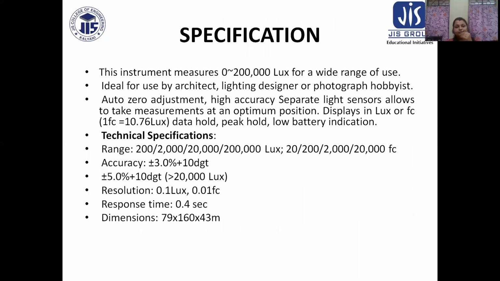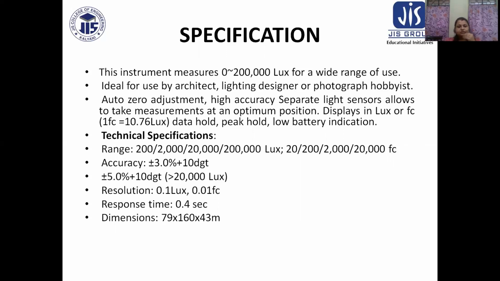Next is specification. The instrument measures 0 to 2 lakh lux for a wide range of use. Ideal for use by architects, lighting designers or photography hobbyists. It has auto zero adjustment and high accuracy. A separate light sensor allows taking measurements at an optimum position. This lux meter displays in lux or foot candle, with data hold, peak hold, low battery indication, where 1 foot candle equals 10.76 lux.